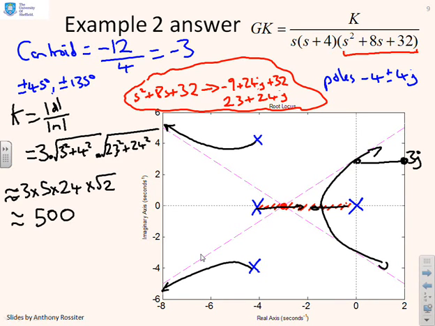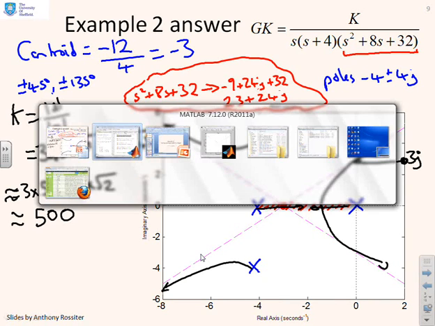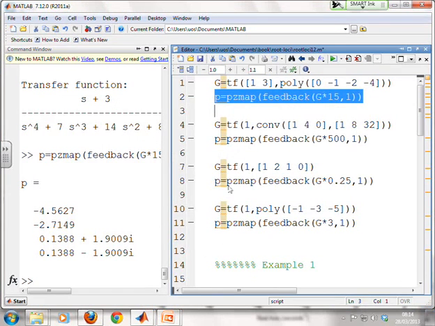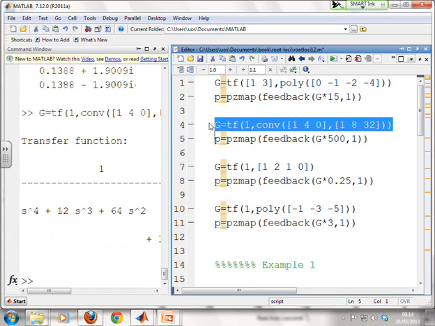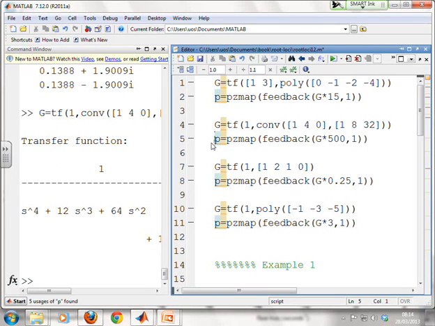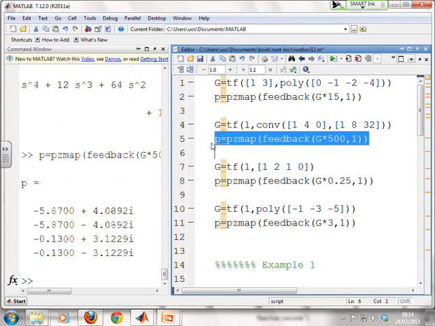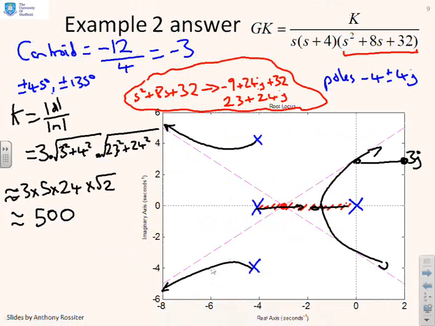Okay, let's move to MATLAB and see whether this k has indeed worked. So I enter my g, there it is, and then I find my closed loop poles, and you'll see I've put 500 into that command as expected. And what do you notice? I get pole positions minus 0.13 plus or minus 3.12i, so it's pretty close to where I expected, and therefore this k of 500 is in the right ballpark. So my crude hand design has actually been quite effective.